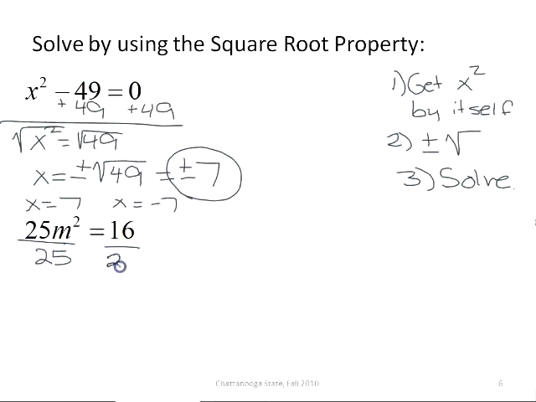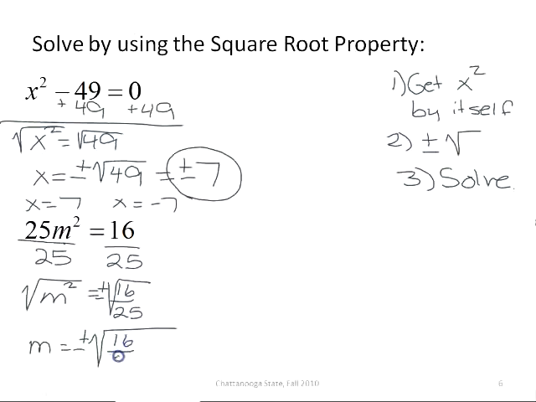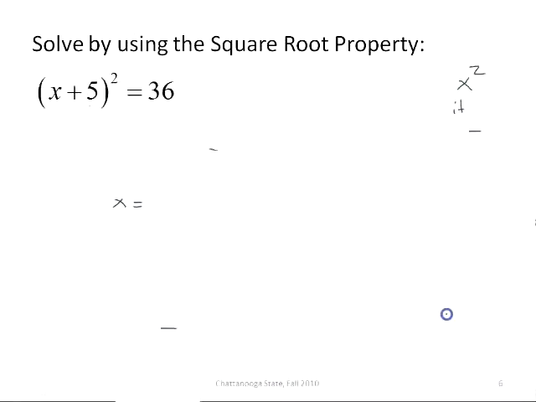My first step here would be to divide by 25. That would give me m squared equals 16 over 25. Then I'm going to take my square roots on both sides, and I've got to remember the positive and the negative square root. So this is the positive or the negative square root of 16 over 25. But what's nice about 16 over 25 is both of those are perfect squares. The square root of 16 is 4, and the square root of 25 is 5. So here I get the positive 4/5 and the negative 4/5.